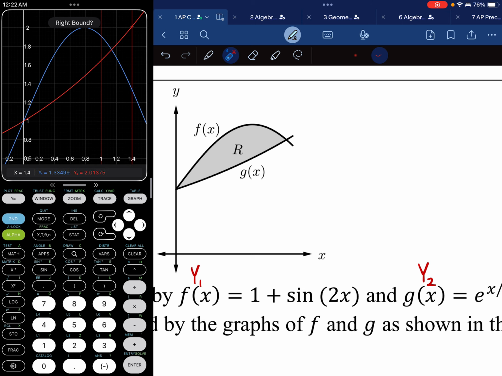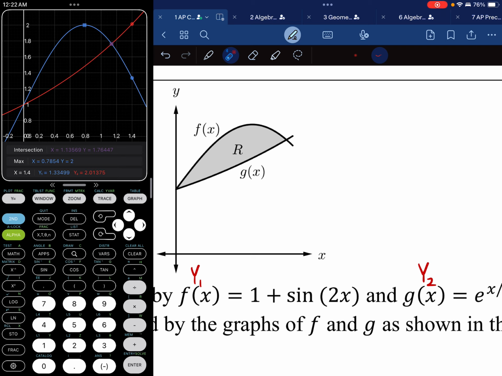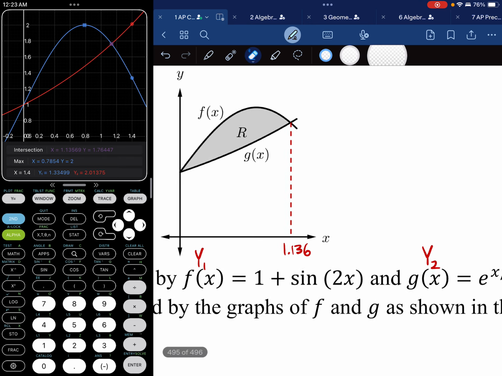I think I have a different prompt than you guys. Whatever the prompt says, type in what the prompt says. I got this value here, which is going to be 1.136 if I'm rounding correctly, which means really what I have here, let me be super formal about this. I'm looking for the x coordinate, and that x coordinate is 1.136 down here. That looks a little bit better.